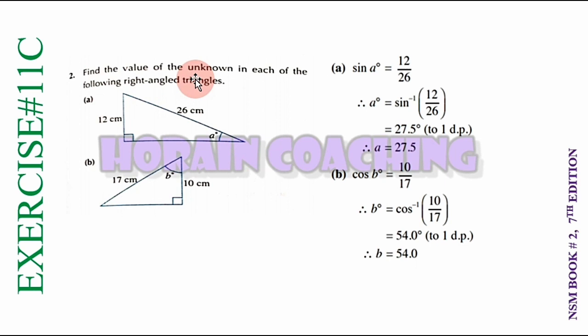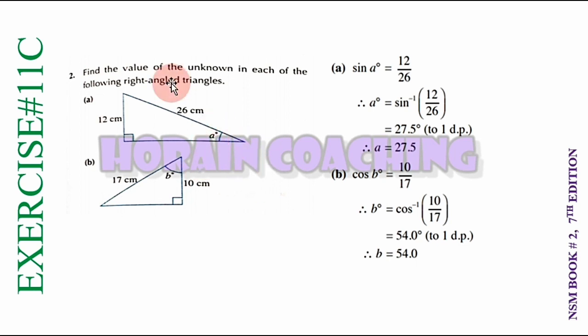In the last exercise, we dealt with the unknown sides of a right angle triangle. Now we are given right angle triangles, but we have to find the unknown angles. We are given sides in the right angle triangles and we have to find the unknown angles. So let's move to its solution. In the same way, we will apply trigonometric ratios and find the unknown angle.